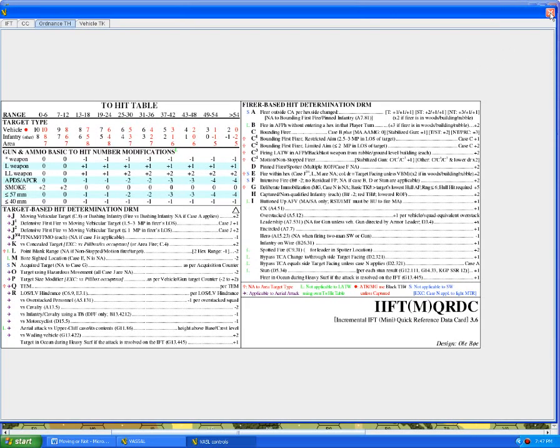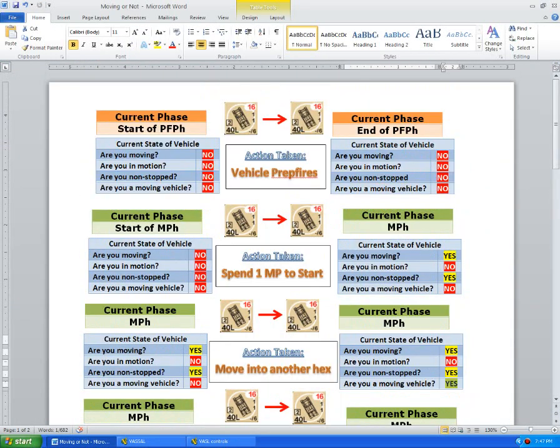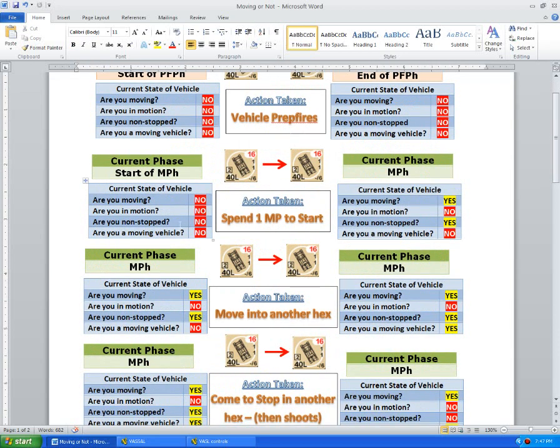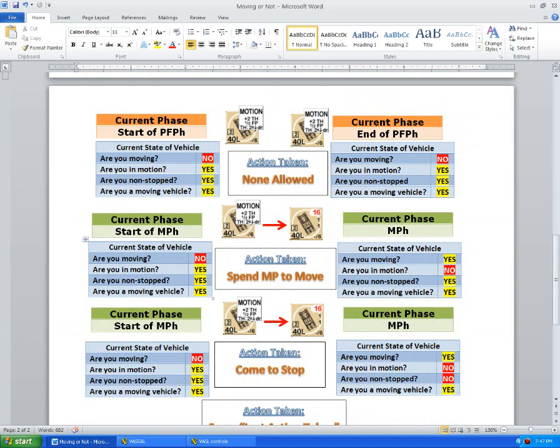So feel free to watch this video and try to understand the different phases. They should have used some different terminology that might have helped. Instead of are you a moving vehicle, think of it as are you a moving target. It might help clear up some of that information. Follow along through the flow chart. If you start your phase with a motion counter, you're going to start in a different state than you would without a motion counter. When you start spending movement points, whether it's to move or to stop your vehicle, you're going to lose that motion counter. When you lose that motion counter, then all of a sudden you're a moving vehicle again because you're spending movement points on it.